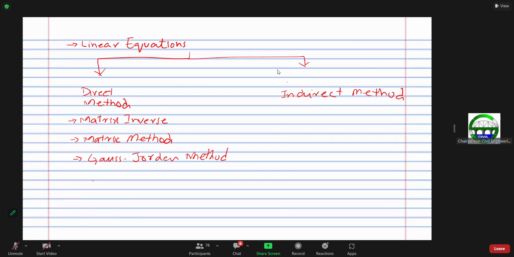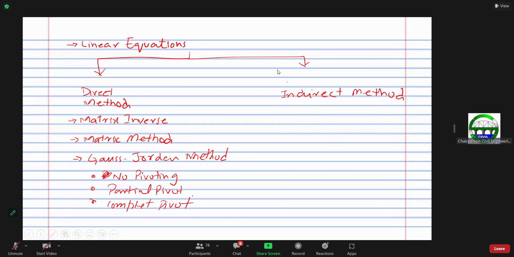In the Gauss-Jordan method, first there was no pivoting, then there was partial pivoting, and then there was complete pivoting. So we talked about this one.